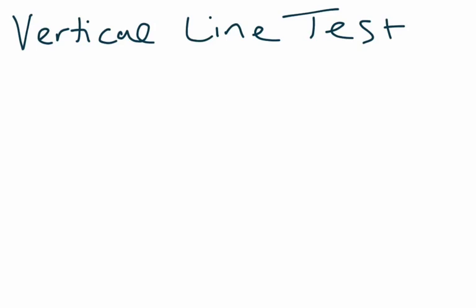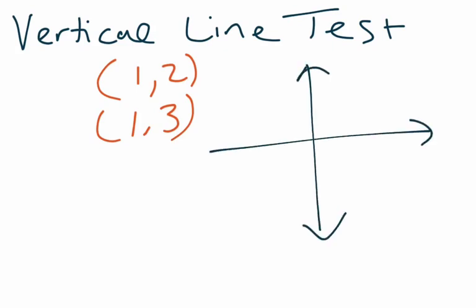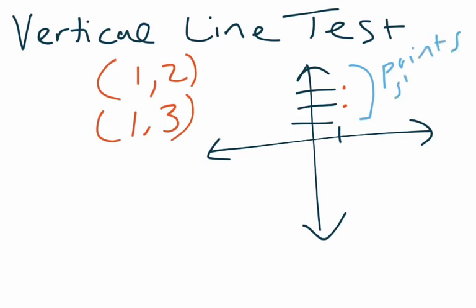If you had a collection of ordered pairs and you had the points (1, 2) and (1, 3), we know that this would not be a function because I have the same x going to two different y's. When I graph that, the way it looks is it would be the point (1, 2) and the point (1, 3).